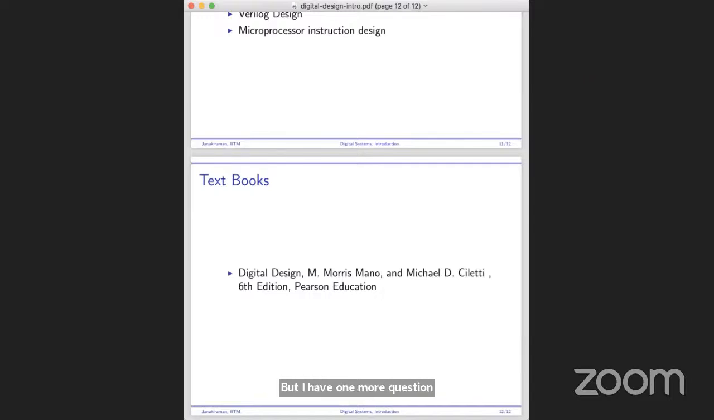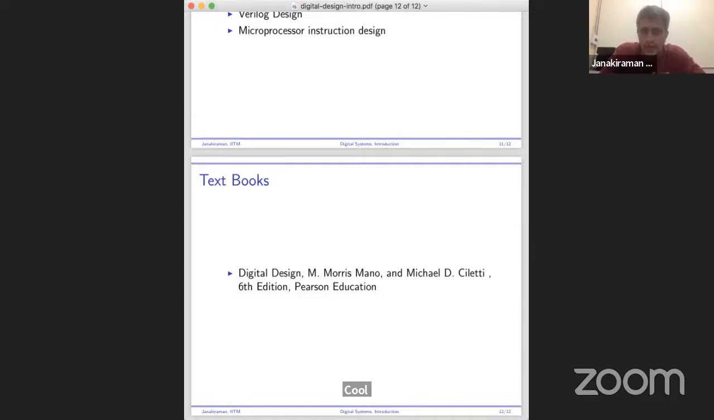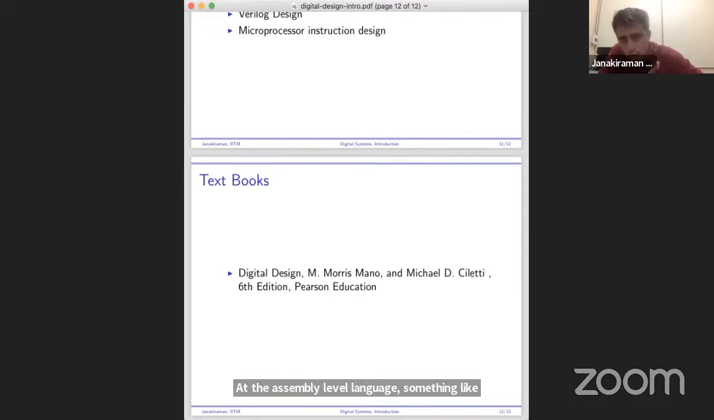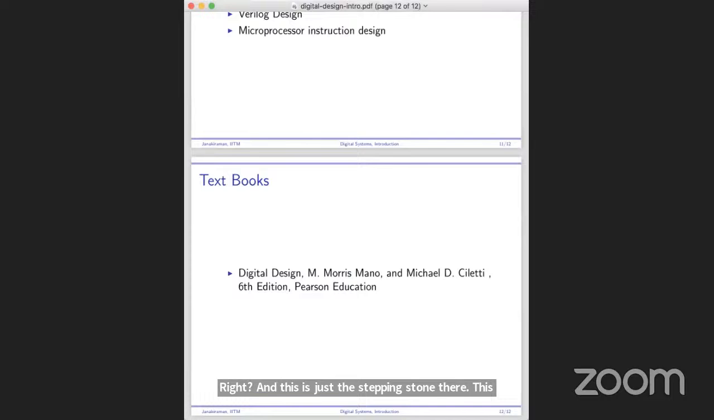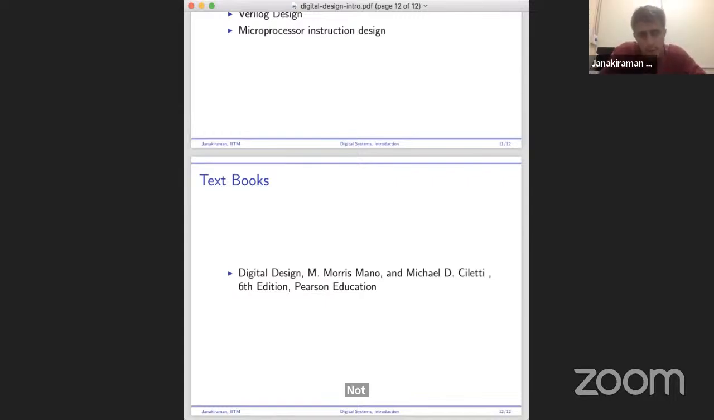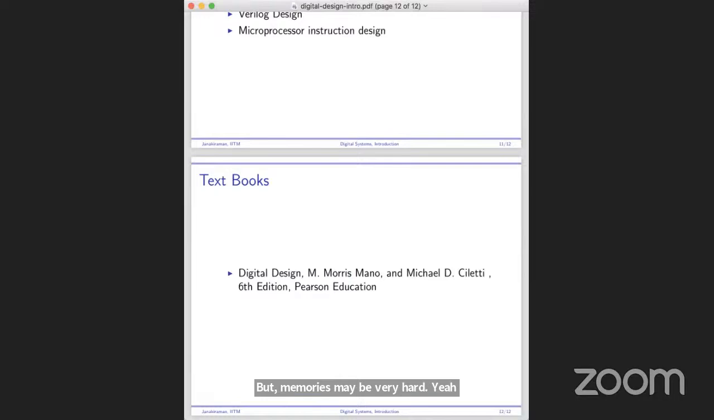Sir, are we going to deal with the programming of microprocessors and assembly level language, something like that? No, I told you, it's not about microprocessors. I just told you that the eventual goal is the microprocessor, and this is just the stepping stone, the first step. Only the digital segment. We will be studying up to the memory block or something like that. Not even memory, because memory is too advanced for this course. I may just introduce it and leave it, but memories may be very hard.